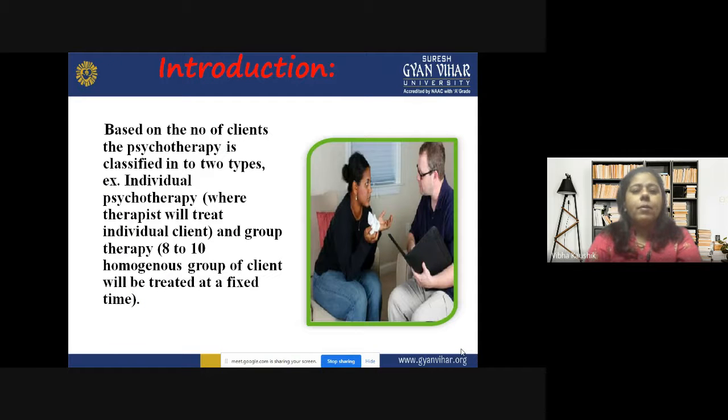Now, introduction. Based on the number of clients, psychotherapy is classified into two types. The first classification is individual psychotherapy, where the therapist will treat an individual client at a particular time, and group therapy, where 8 to 10 homogeneous clients will be treated at a fixed time.